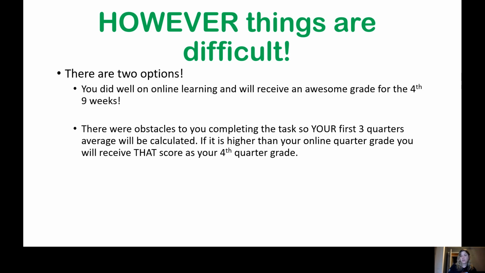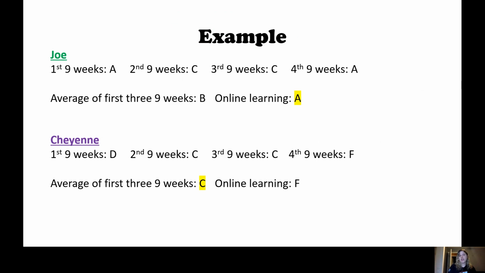So if it is higher than what you scored online. So I'm going to show an example because that's the easiest way to explain it. So let's go back to Joe, and then we have Cheyenne. Joe had the same grades I've shown you, A, C, C.